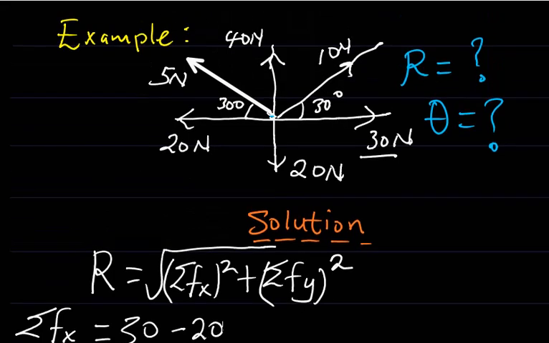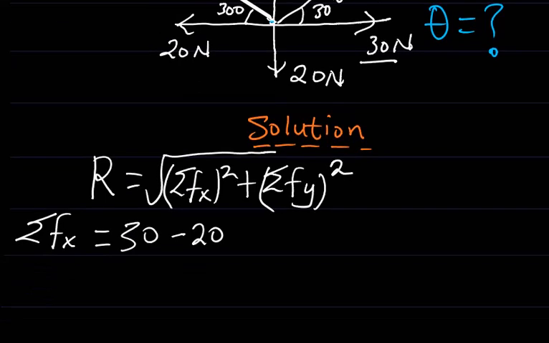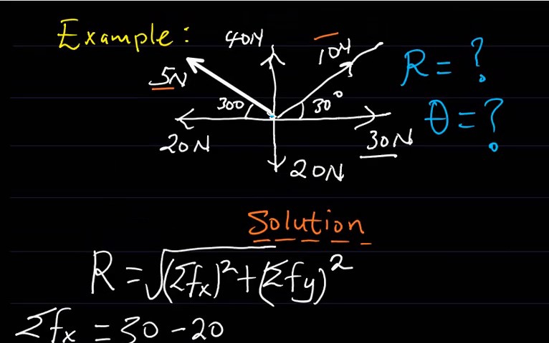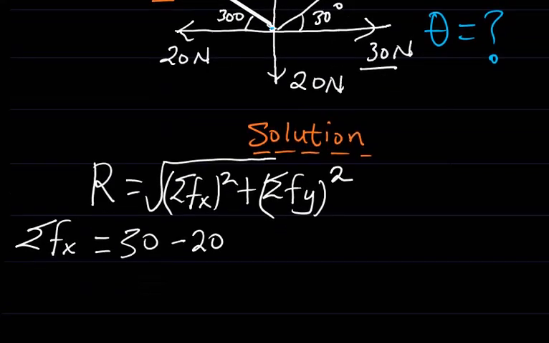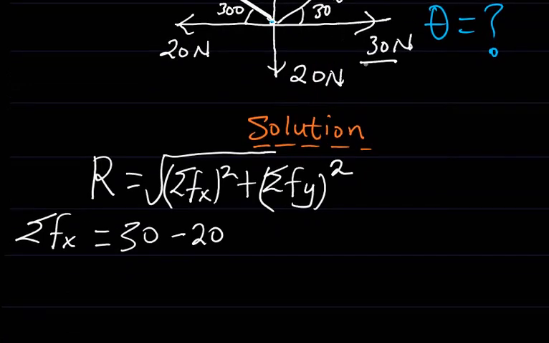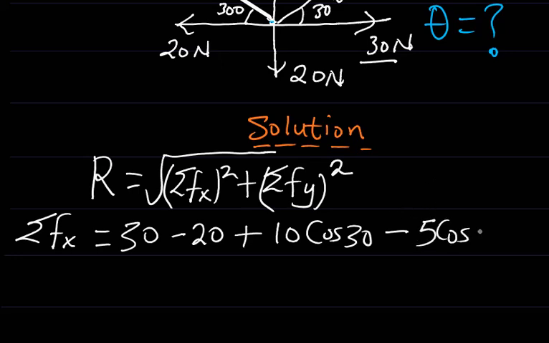So I have to resolve these two forces, the 5 Newton and the 10 Newton. If I resolve the 5 Newton, it's going to be positive. Let me start with the 10 Newton. The horizontal component of the 10 Newton is going to be 10 cos 30. Then minus the horizontal component of the 5 Newton, that is 5 cos 30.